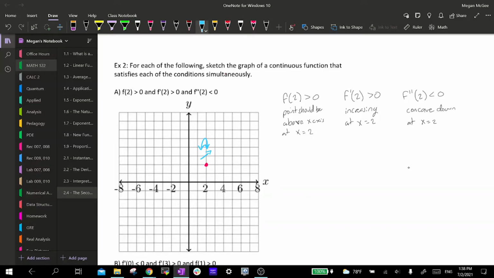We are given no other information about what our function is doing anywhere other than at x is equal to 2. So it can do some really wild things and be totally fine as long as it is increasing and concave down at x is equal to 2. So here we could draw an increasing and concave down function. And again, like I said, it can be doing some wild things over here. We don't really care. This is a completely fine, acceptable answer.